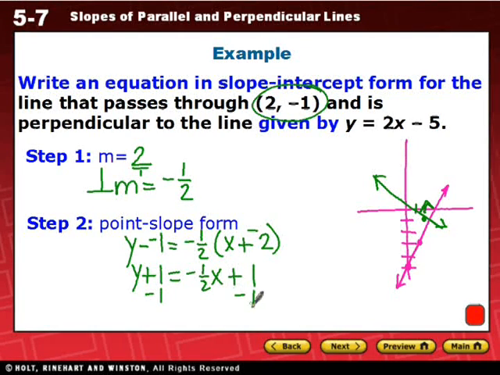Oh, I was pretty close. It's supposed to go through 0. y equals negative 1/2 x plus 0, or just y equals negative 1/2 x. So that's the equation of the perpendicular line. And if I'd done it really well, it would have gone through (0, 0). It's pretty close. And that's where we're going to stop. Parallel lines, same slope. Perpendicular lines, slopes are negative reciprocals.